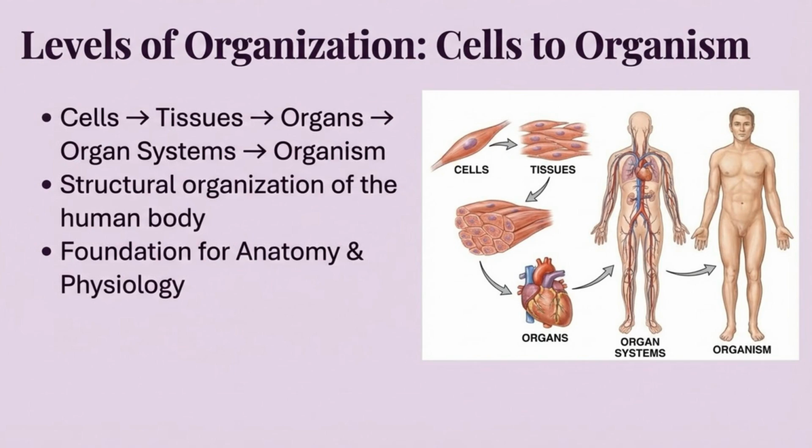In this lesson, we'll explore the levels of organization in the human body, beginning with cells and progressing through tissues, organs, and organ systems, all the way to the organism level. Understanding this hierarchy helps explain how the structure of the body supports its overall function. This lesson is an overview, designed to give you context before we dive deeper into cells, tissues, and body systems in future videos.